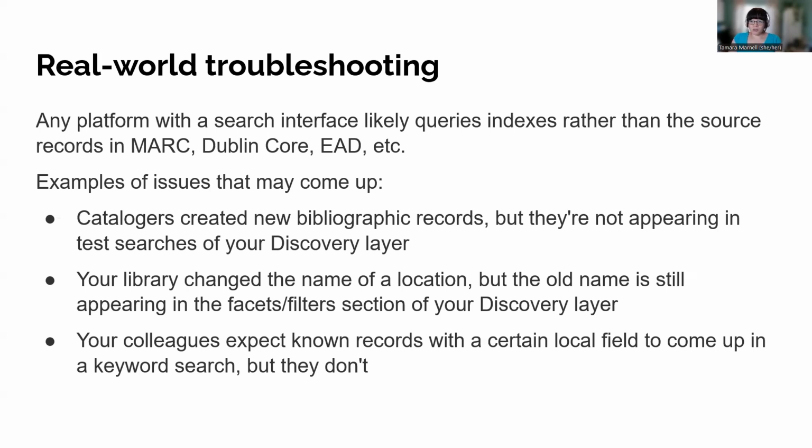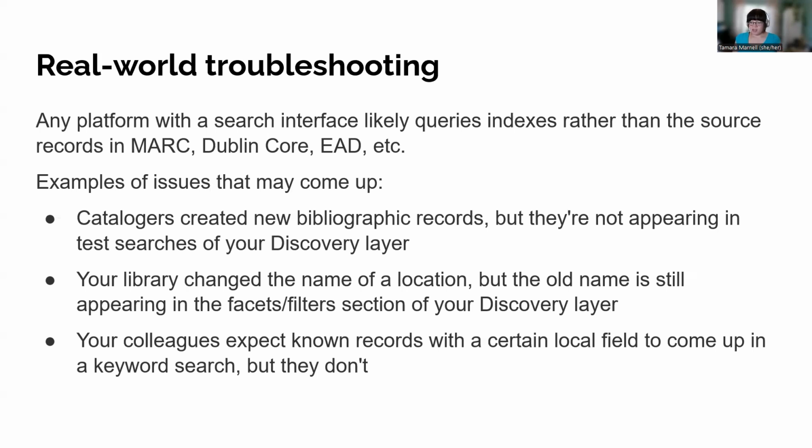Another common situation is your library changes the name of a location, but the old name is still appearing in those facets, and you've got your colleagues asking why. It's probably because that facet is a separate index, and you are going to have to re-index every single record that is in that location so that the system updates that section of your interface.